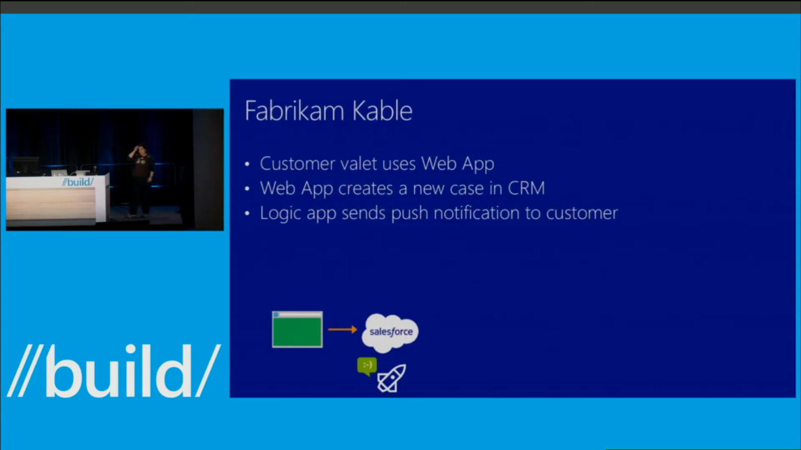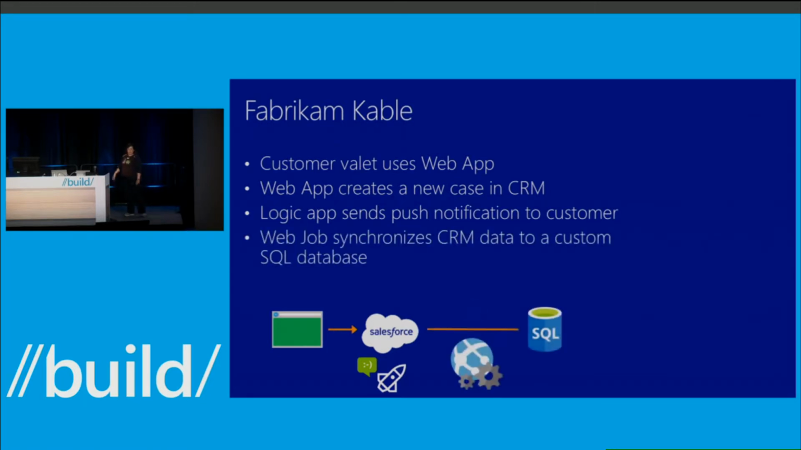So let's go back to the Fabricam cable example, and let me fill in the mobile app backend part of it. So we already showed this part. A new piece is that we have a web job that is going to synchronize the CRM data, the customer cases, to a custom SQL database that's specific to the Fabricam cable system. So you could think of that database as having more information than just the customer data.